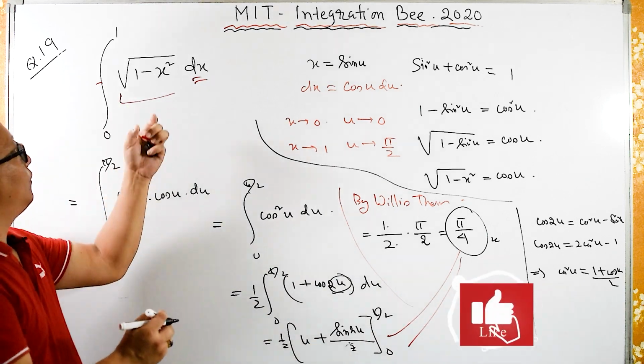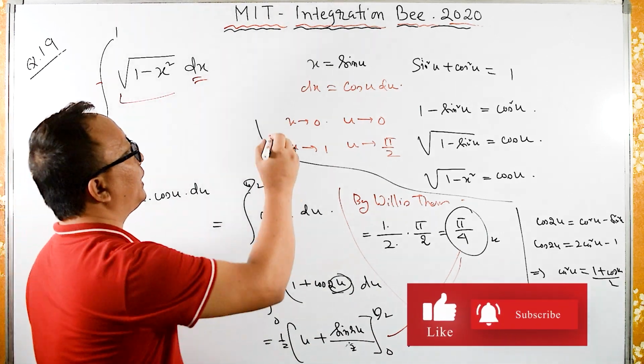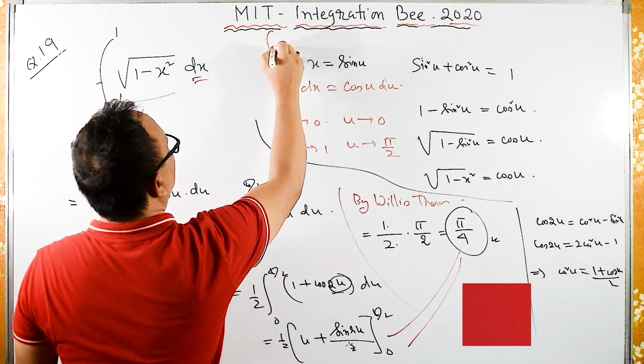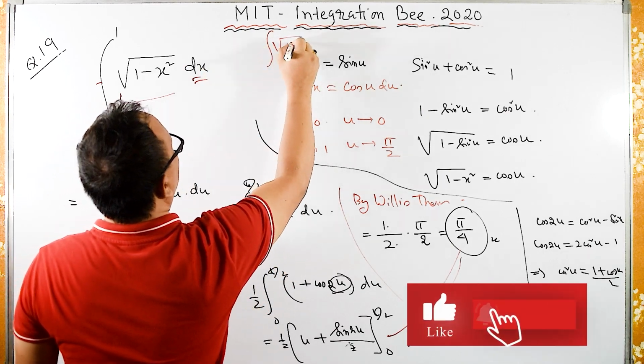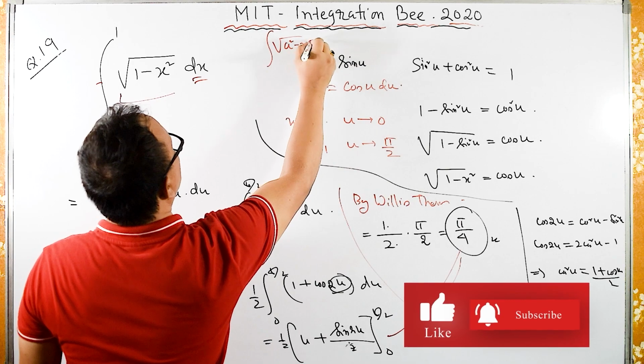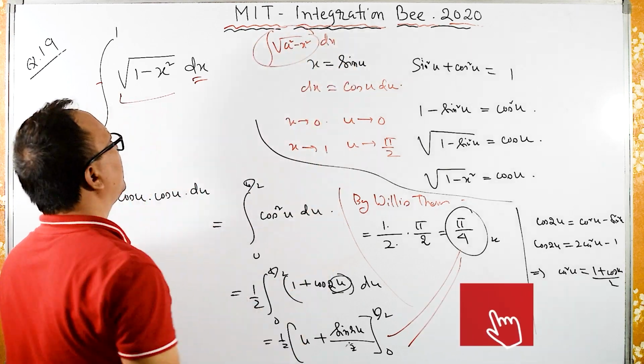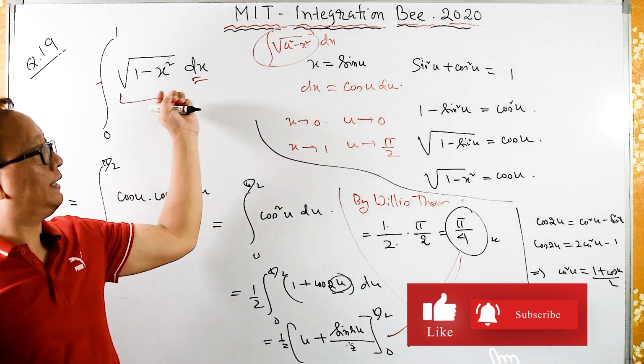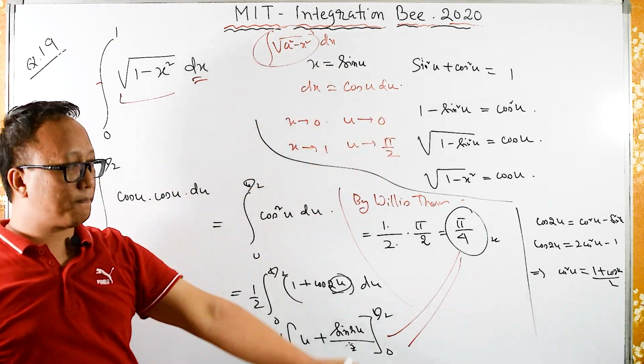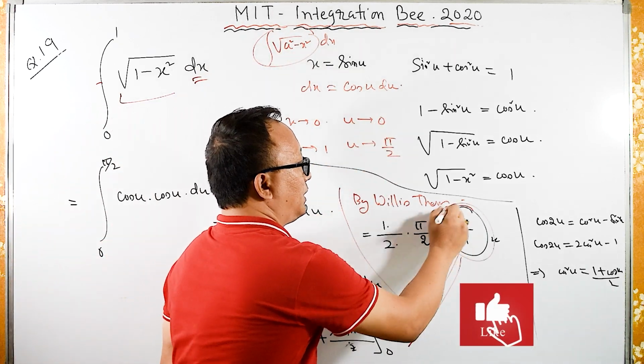Another method is, for this, you can apply the formula for the integral of square root of a square minus x square. We have this formula. By applying this formula also, you will get the answer in one line. Anyway, you will get the answer is pi by 4.